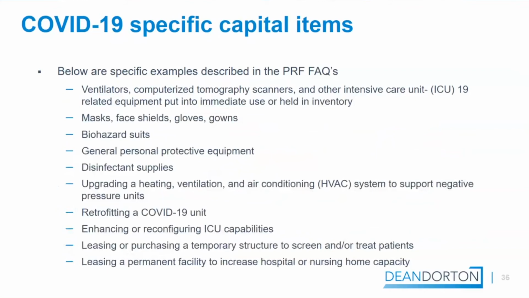I mentioned COVID-19 specific capital items. These items are pulled directly out of the FAQs as items that would qualify to count all of it in your incremental expense calculation. And it's the stuff that you would expect: disinfectant supplies, ventilators, masks, suits, PPE, reconfiguring facilities to create a COVID ward, things like that.